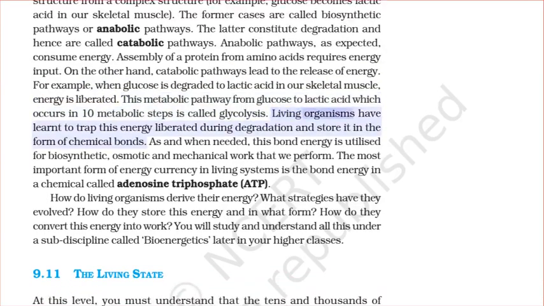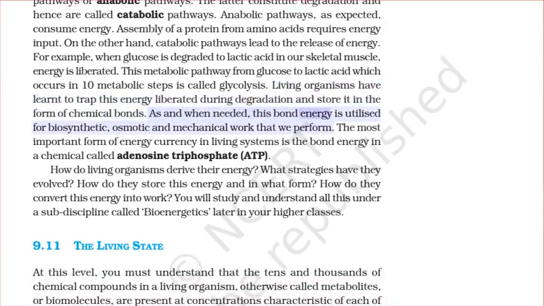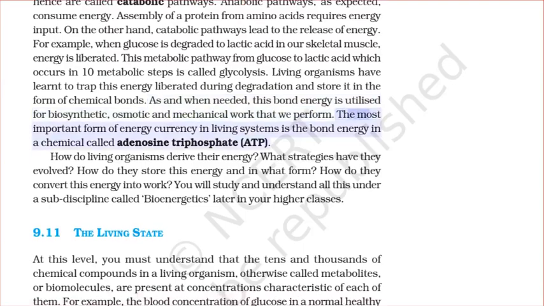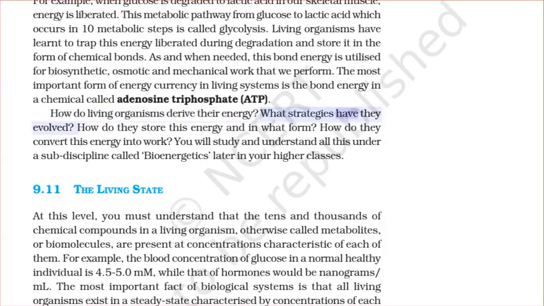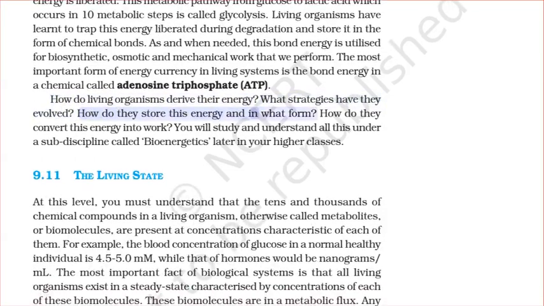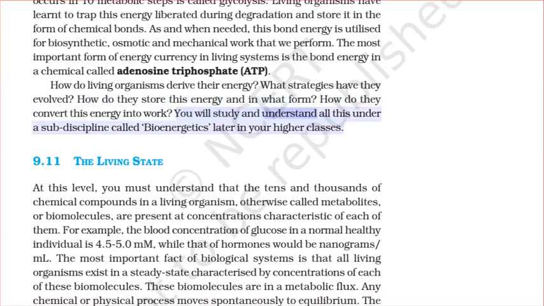Living organisms have learned to trap this energy liberated during degradation and store it in the form of chemical bonds. As and when needed, this bond energy is utilized for biosynthetic, osmotic, and mechanical work that we perform. The most important form of energy currency in living systems is the bond energy in a chemical called adenosine triphosphate, ATP. How do living organisms derive their energy? What strategies have they evolved? How do they store this energy and in what form? How do they convert this energy into work? You will study and understand all this under a subdiscipline called bioenergetics later in your higher classes.